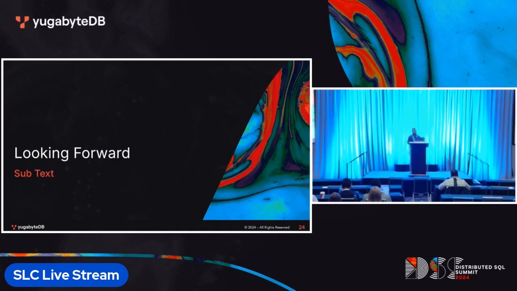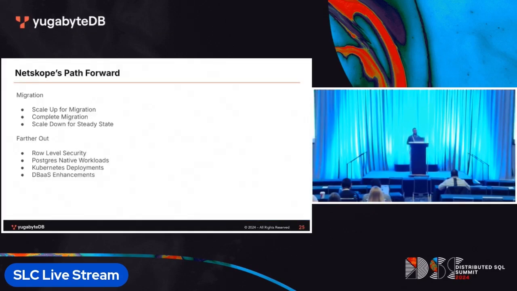So, looking forward, there's more for us to do on our Yugabyte journey. First is to finish our migration. We're going to scale up, and migrate our users on CASB API from the legacy system to the next-gen system that's backed by YugabyteDB. And then we'll scale down the Yugabyte and compute side of that to manage the steady state of those applications.